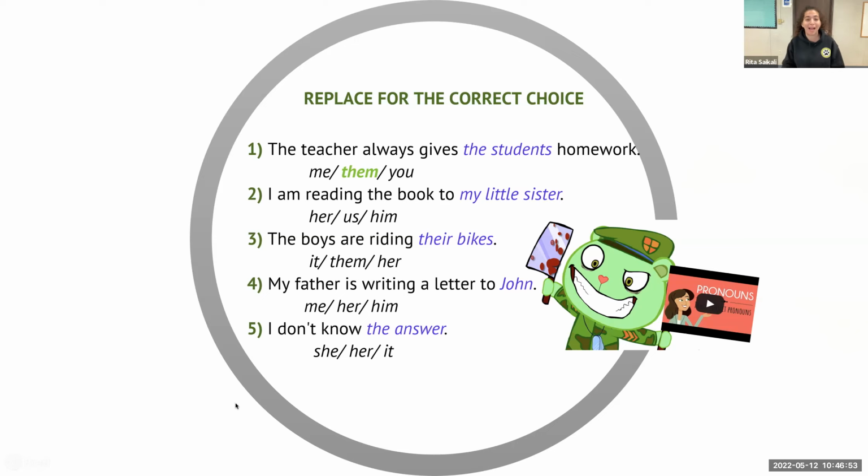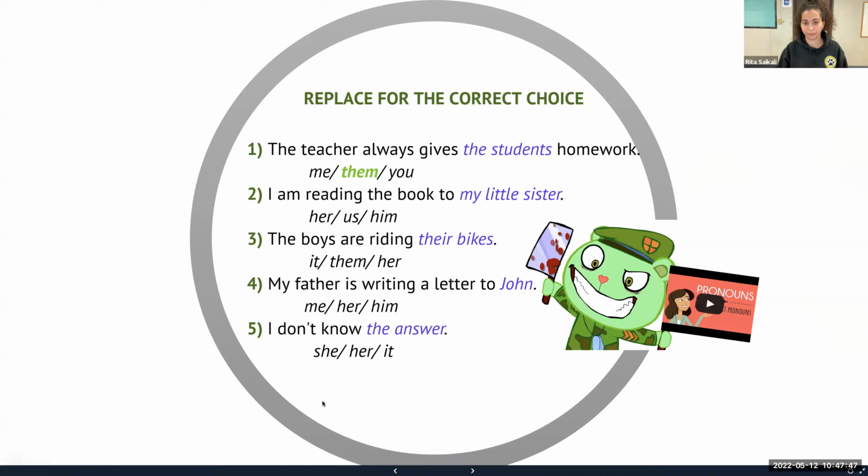I'm reading the book to my little sister. My little sister is her. I'm reading the book to her, okay? The boys are riding their bikes. Them. The boys are riding them. My father's writing a letter to John. Him. I don't know the answer. I don't know it exactly. Any questions? Everyone got those correct? Number 3, the boys are reading them. It's not it because it's plural. Them. Yeah, they're right, them. Yes, they are plural. Oops, my bad.